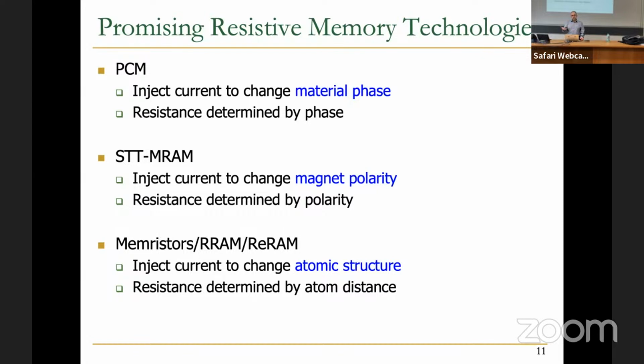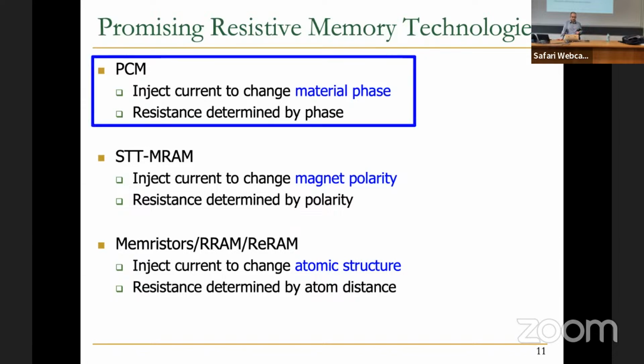That provides a lot of good things because resistance, as we discussed, is non-volatile, and fundamentally you can scale it down more easily. But at the same time, it also provides some other issues. When you want to inject current and change polarity, for example in STT-RAM, or change the material phase in PCM, you need to spend a lot of energy and a lot of temperature, and those will cause a lot of issues that we're going to see.